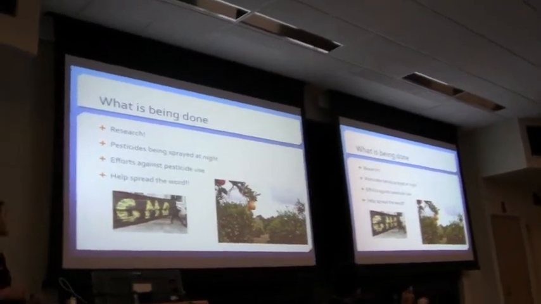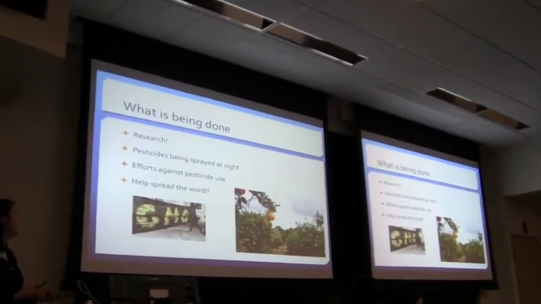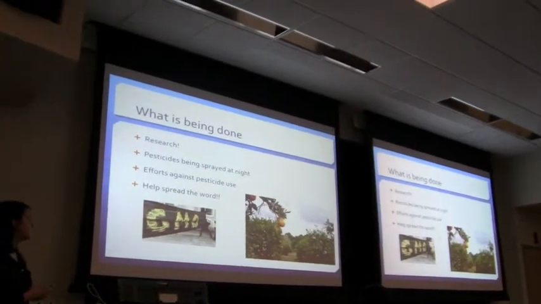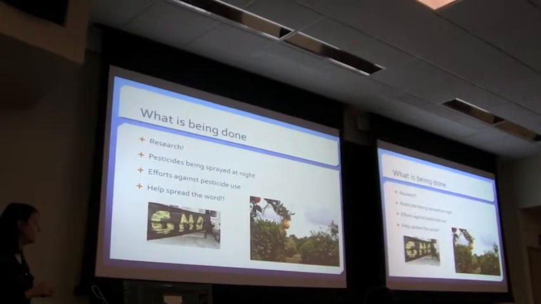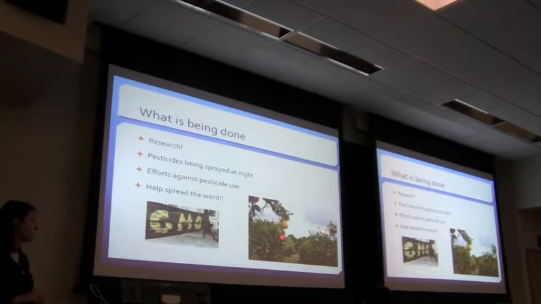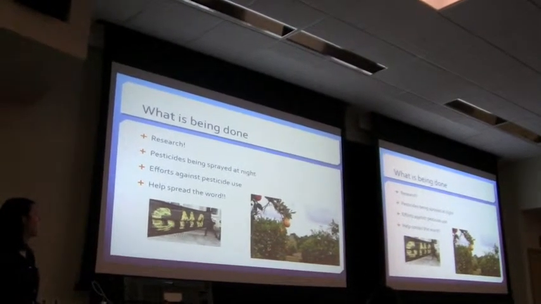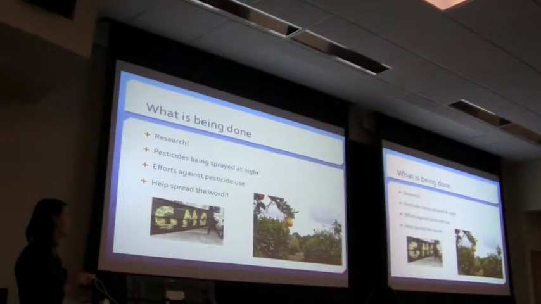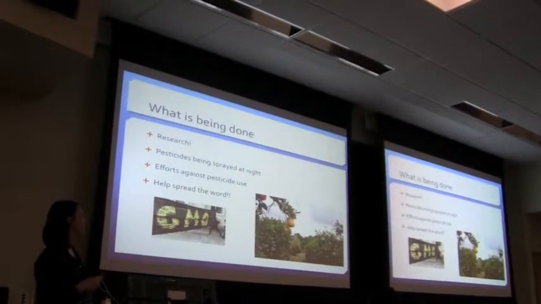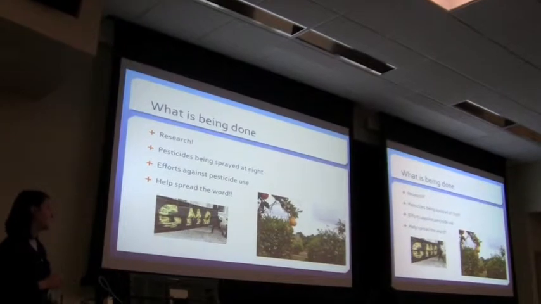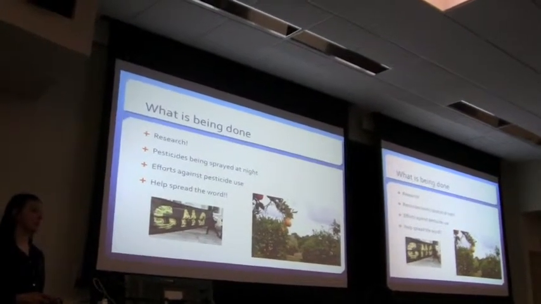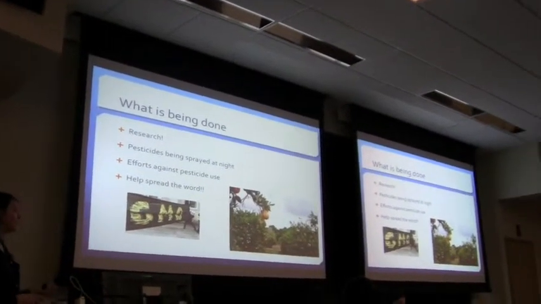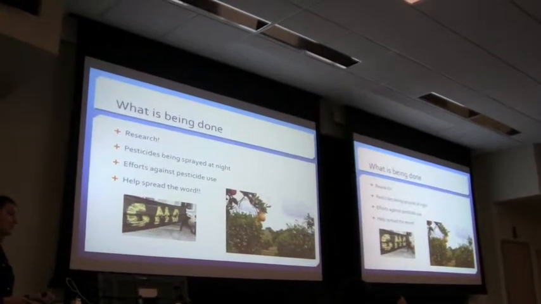And so what is being done, the primary thing as I've been showing, is research. Pesticides are also being sprayed at night, which is a really good thing because in places like southern Arizona where the oranges grow, they spray at night and it affects the bees a lot less because the bees are only active during the day. And the biggest thing is definitely to spread the word because not a lot of people know about colony collapse disorder, and we want to save our bees if we want to continue having our diet.